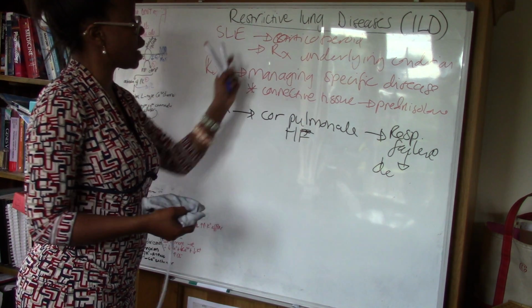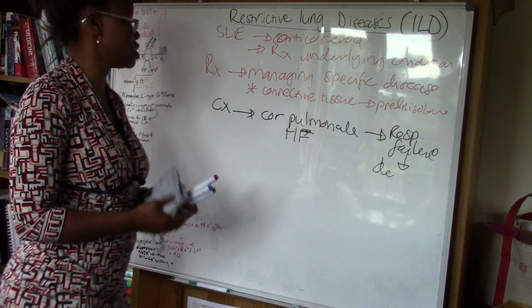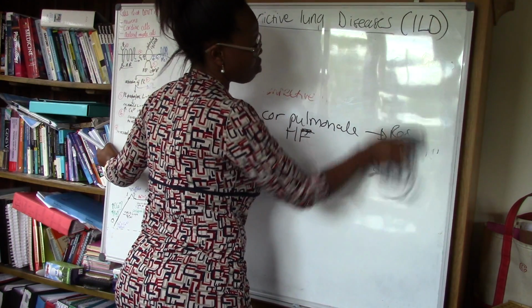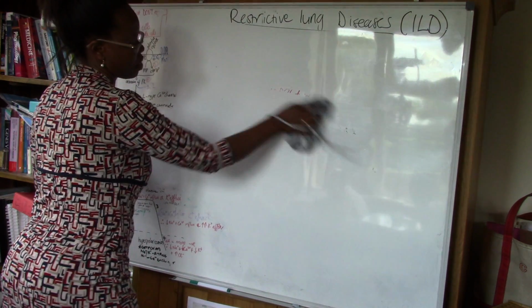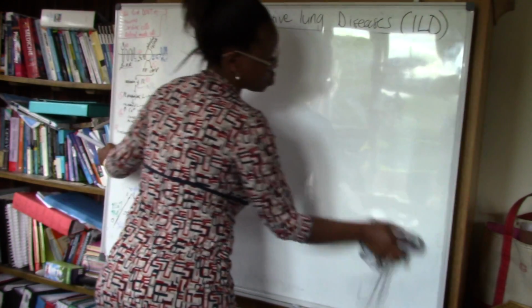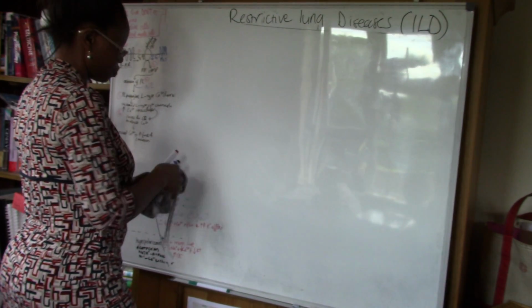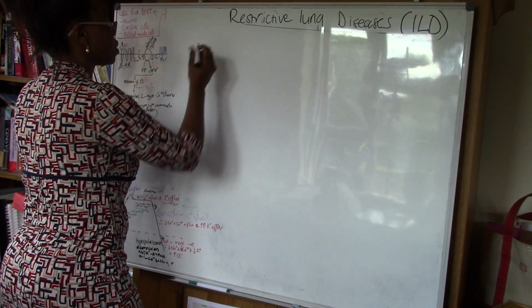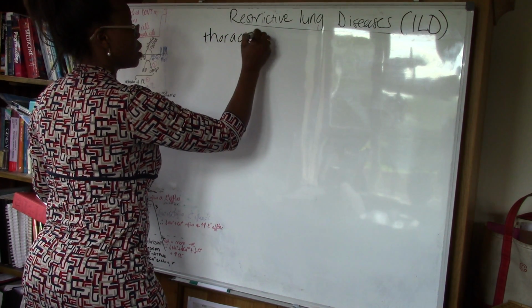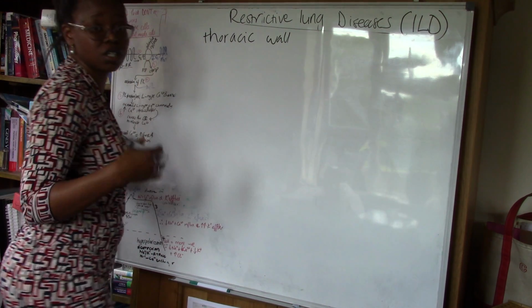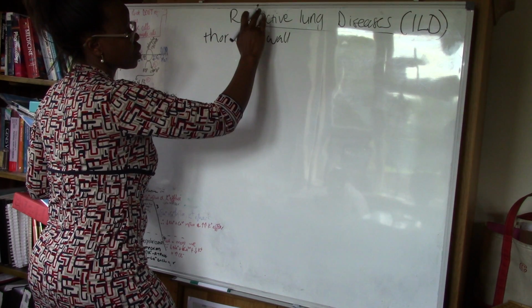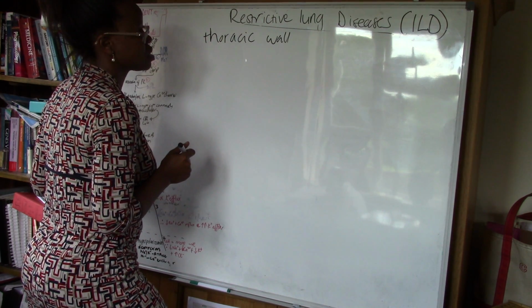So whilst we are talking about restrictive lung disease, I'll just quickly discuss conditions of the thoracic wall. I think that's important to briefly touch on that. I'm not going to talk about them a lot, but the thoracic wall, because they can cause restriction in terms of reducing lung capacities.